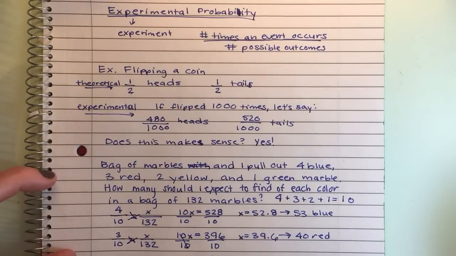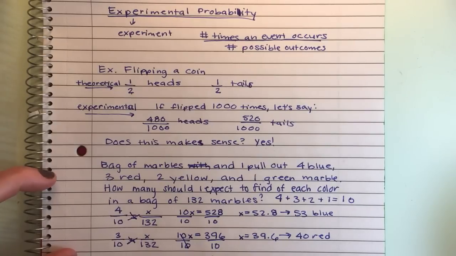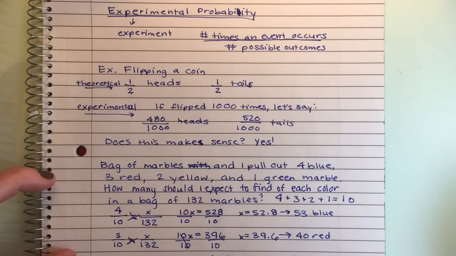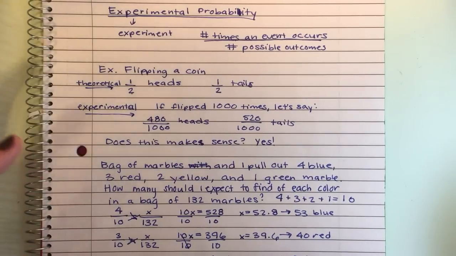And I have 1 left. 1 green one out of 10. Cross multiply. Then I divide both sides by 10. And x equals 13.2. I know I can't have part of a marble again, so I'm rounding that down to 13.